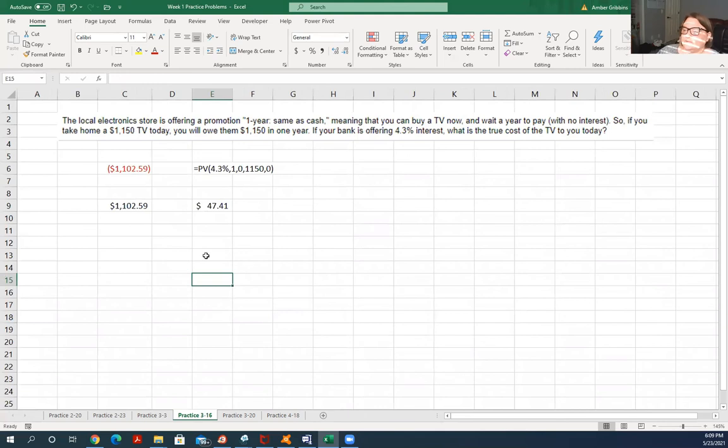All right, so the next one is a local electronic store is offering a promotion, 1 year same as cash, meaning that you can buy a TV now or wait a year with no interest. So there's a point to all this, and that is that you never are in a situation where you don't pay interest. You're always going to pay a little interest for something.